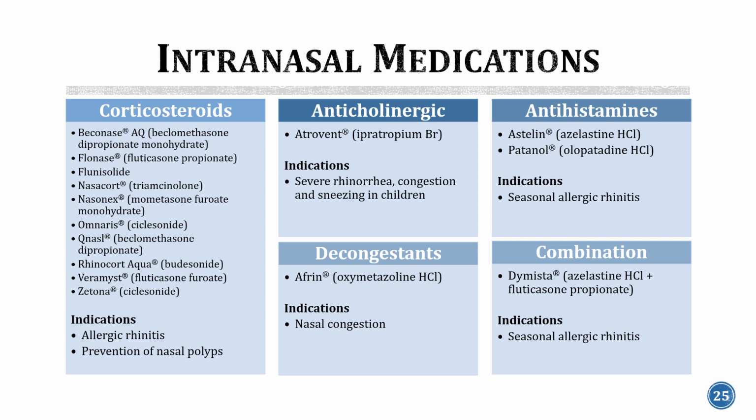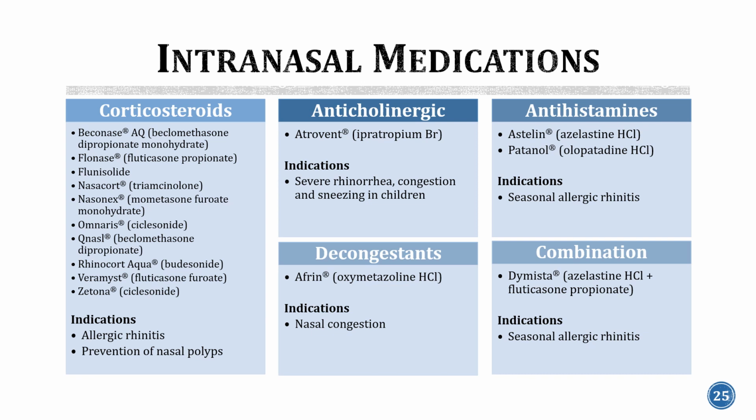Here's a table of the different intranasal medications. You don't need to know all of these. Definitely know the ones that are on the top 200 list that you have been provided. But just have a general idea of which medications fall under each class. Specifically under corticosteroids, remember that fluticasone, triamcinolone, and budesonide are used. Those are indicated for allergic rhinitis and prevention of nasal polyps. For the anticholinergics, we just have one intranasal medication, which is Atrovent, also known as ipratropium, which is indicated for severe rhinorrhea, congestion, and sneezing in children. We don't see that used too much.